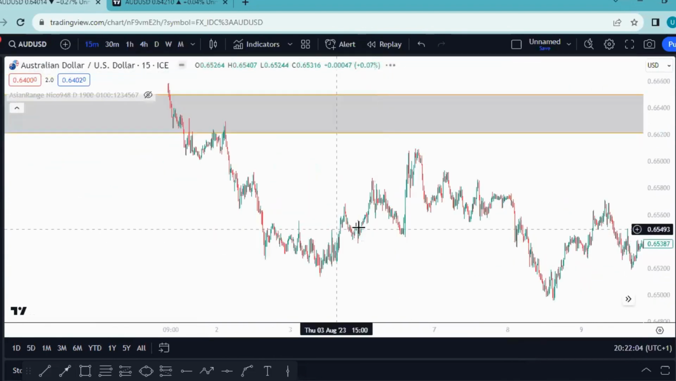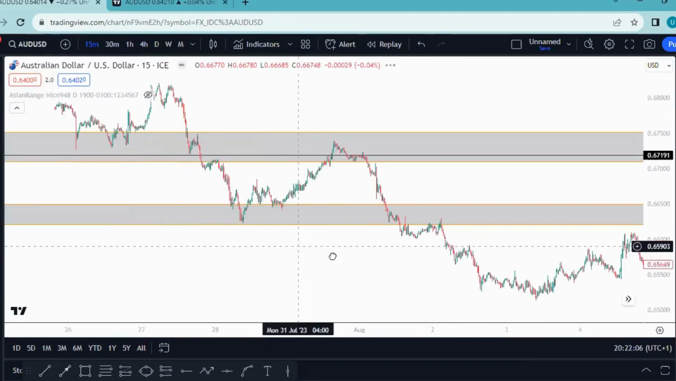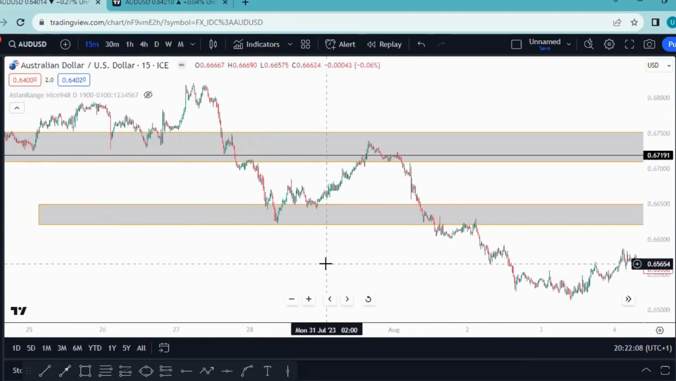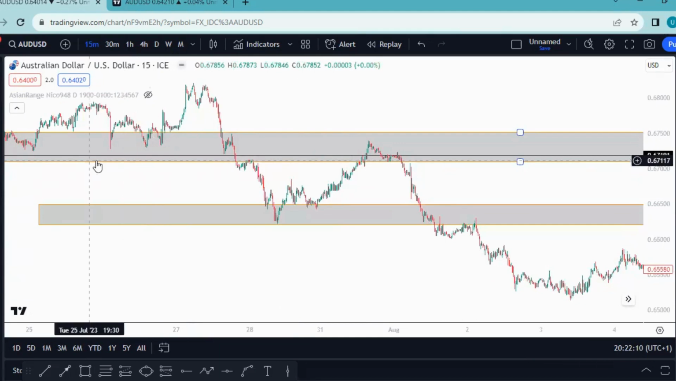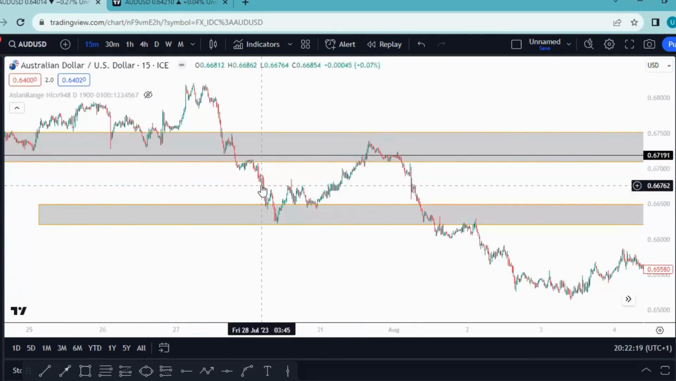Let's see for ourselves what the market did on 15 minutes. Are you seeing for yourself? Are you seeing that this support area turned resistance area, this zone turned to resistance area, and still the market came back to this place? But there are some people that will not see what you're seeing because they are more advanced.